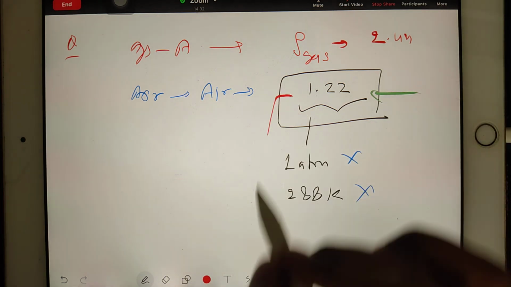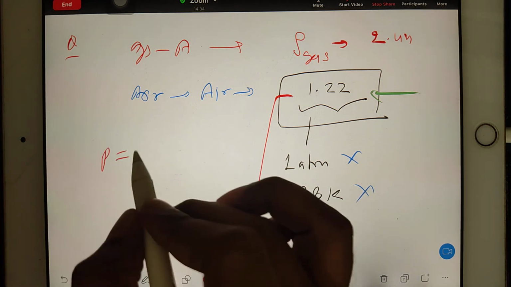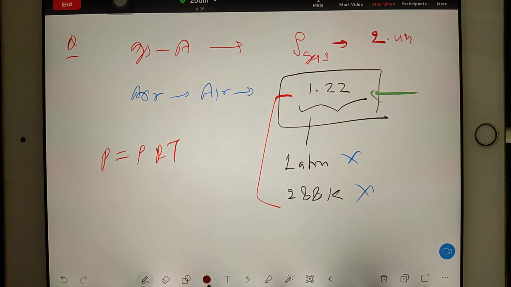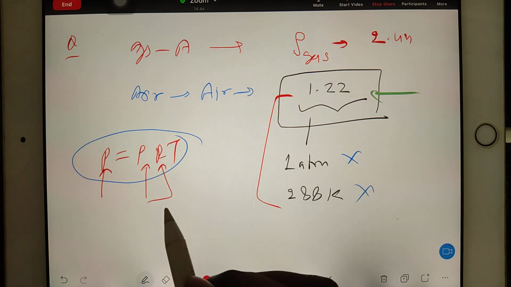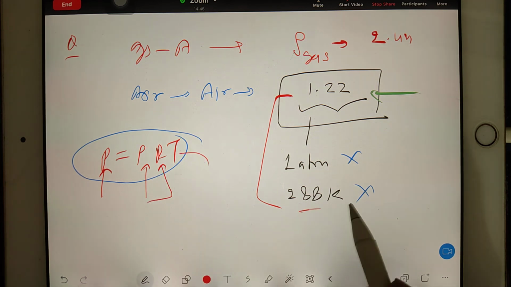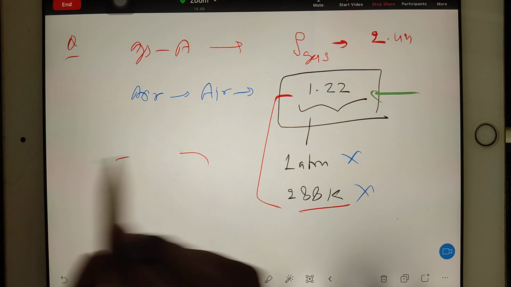If you want to cross check in future, directly apply the P equals rho RT equation. This is the ideal gas equation. Substitute pressure in Pascal, 101325, and you can find the density. Substitute the R value 29 for the air and the temperature this much. You can easily get 1.2256.